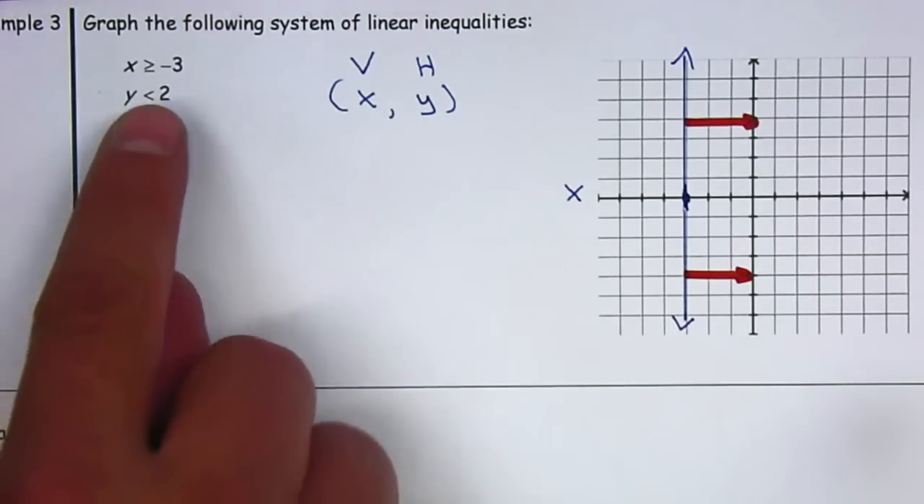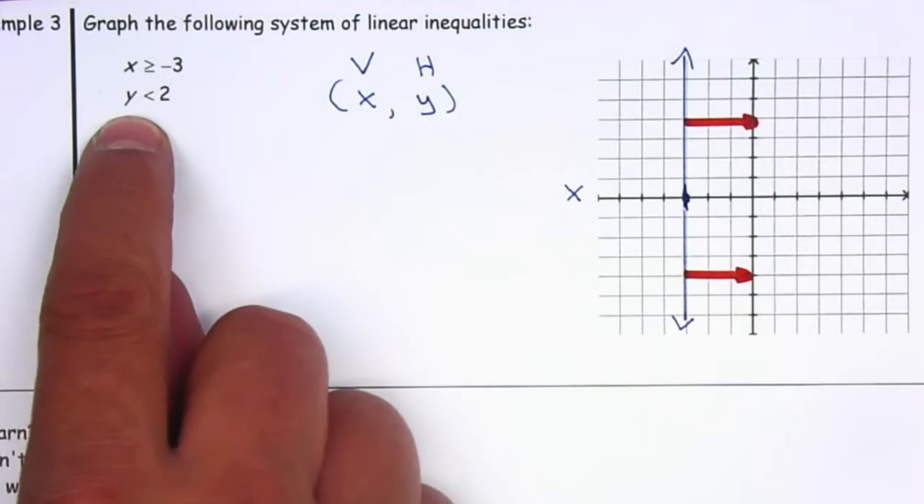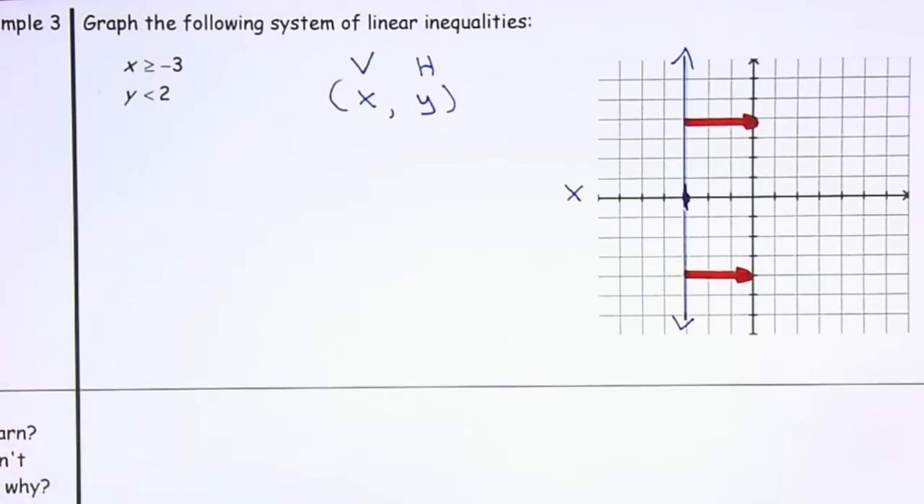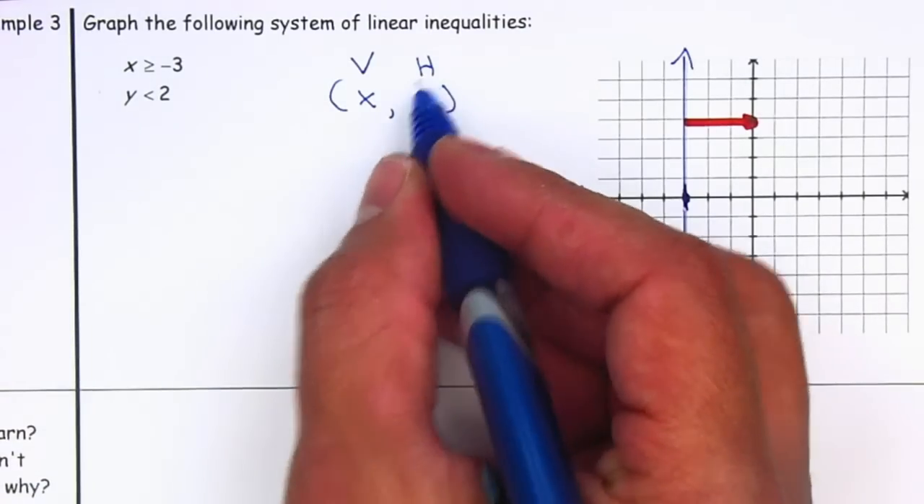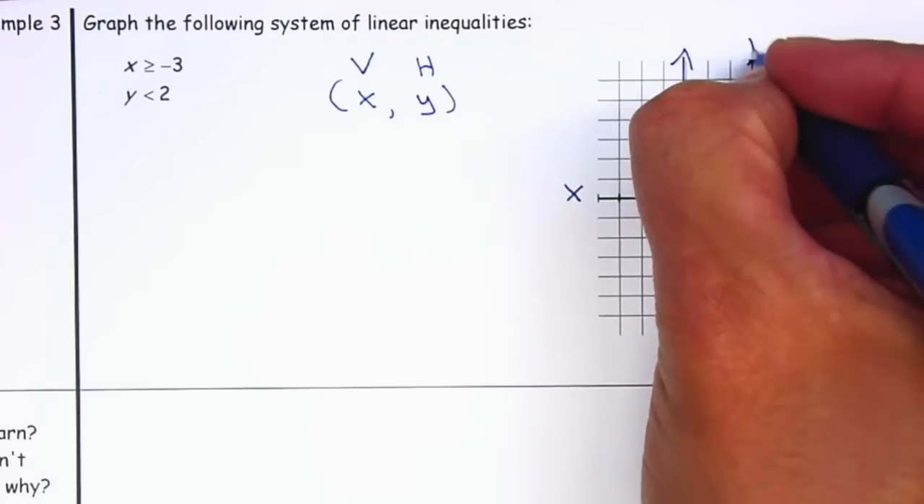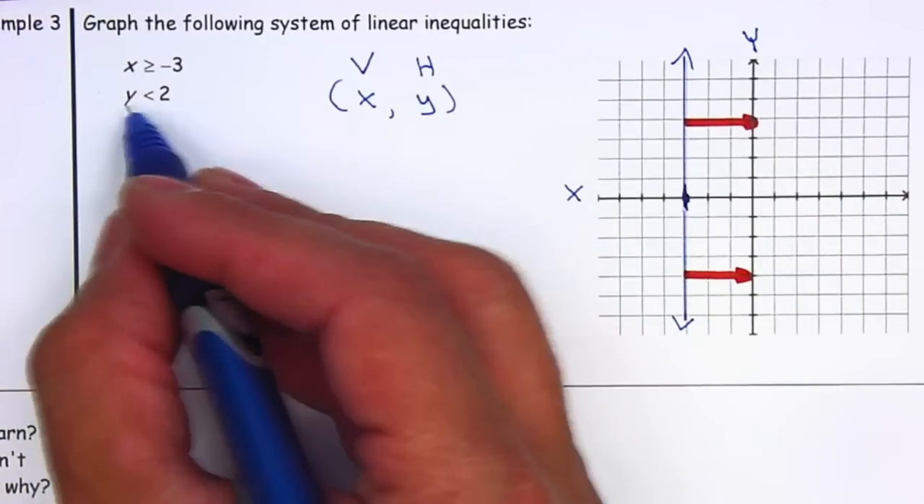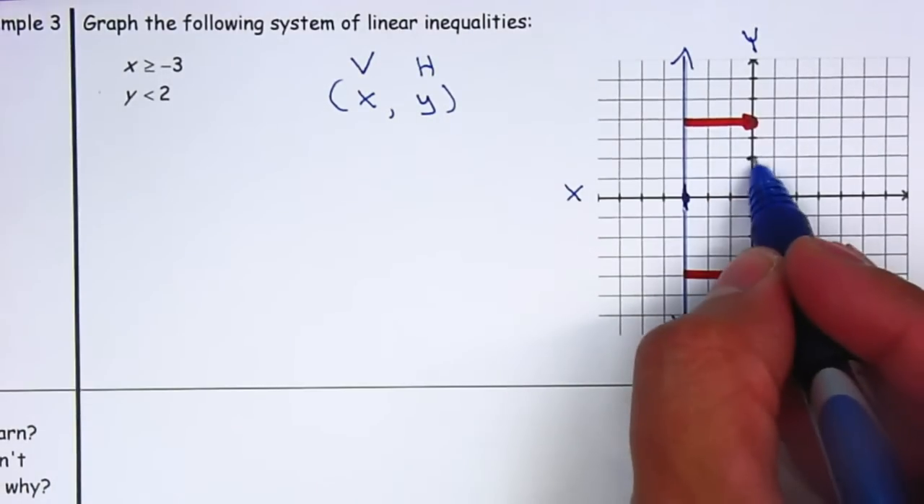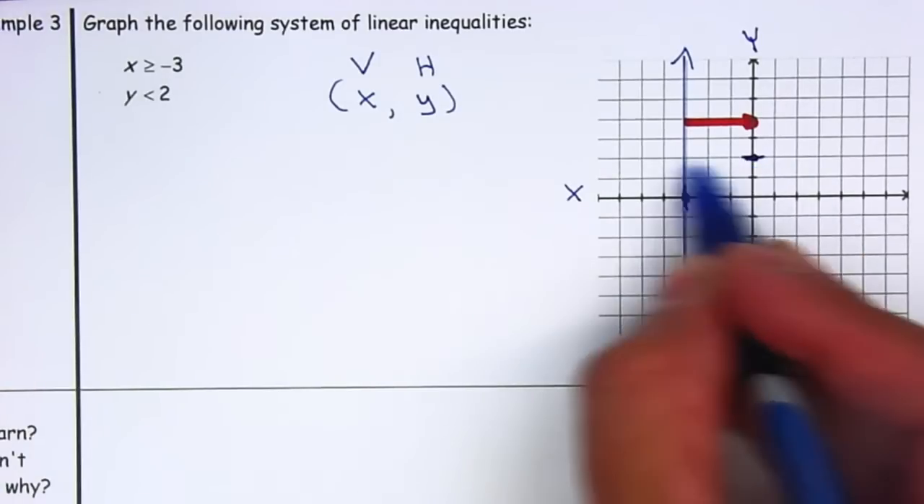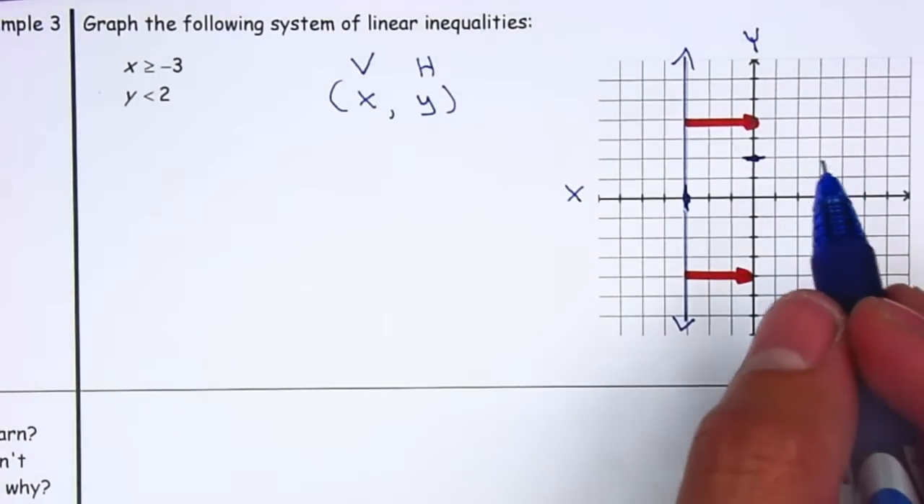For the second one, y is less than 2. So y is going to be a horizontal line. The way I remember to graph it is I'm going to go to the y-axis and go to 2. And that'll be a horizontal line. That'll be a dashed line.